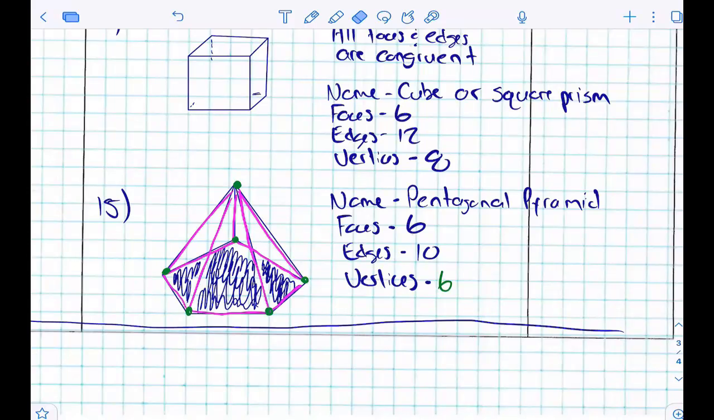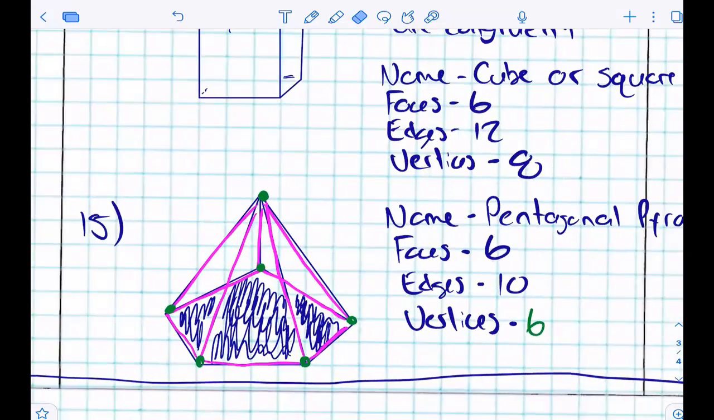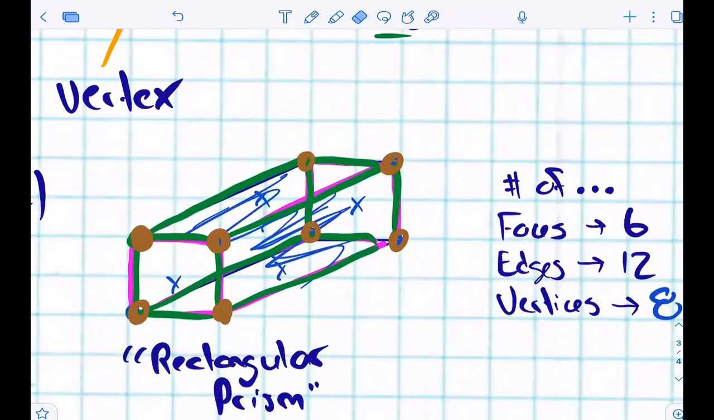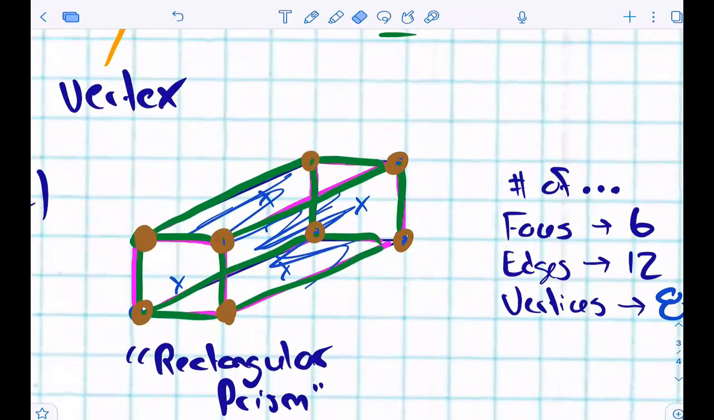Yes. The sides that are faces on a pyramid are always what? Triangles. These are all triangles, right? Yes. But if you have a prism, the side faces are always going to be what?